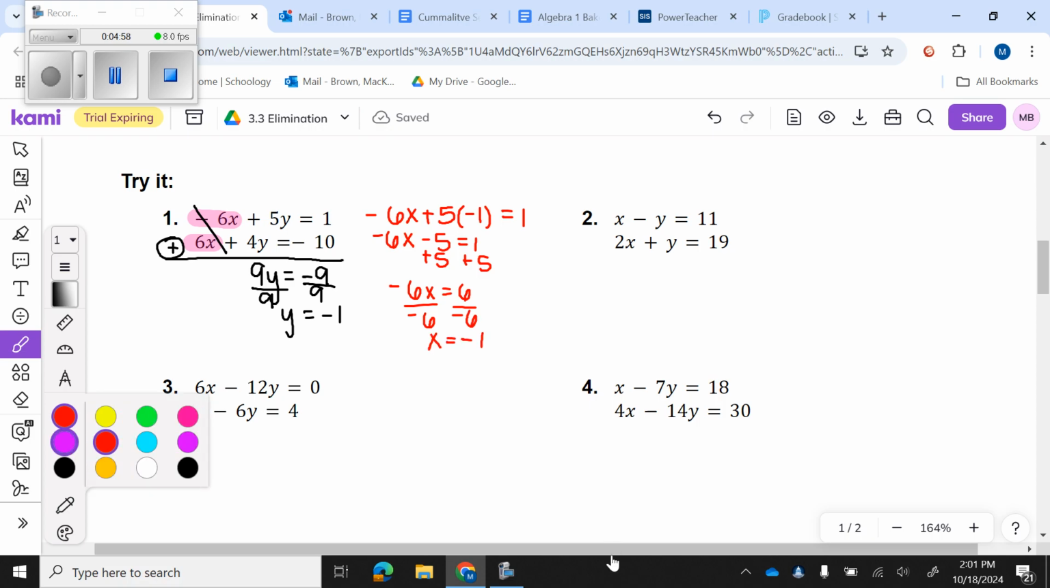Last thing we need to do is write our answer as an ordered pair. It's going to be x then y, so I'm going to have (-1, -1).